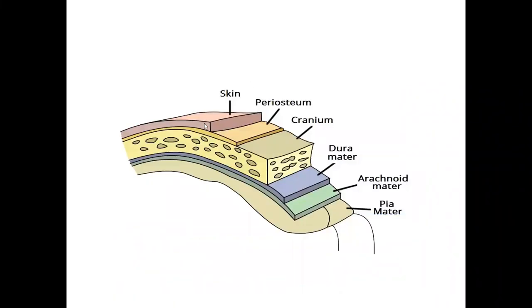If you see from the skin to the brain, you will first find the skin, then periosteum, then cranium, then dura mater, then arachnoid mater, then pia mater. These three are called meninges. You can see here these three are called meninges.